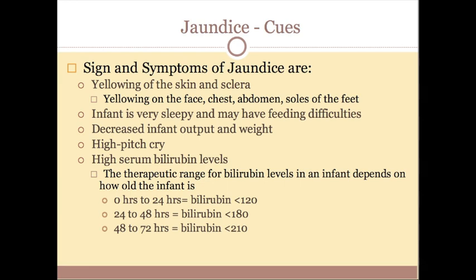So the therapeutic range for bilirubin levels in an infant depends on how old the infant is. If the infant is from 0 to 24 hours, bilirubin below 120 is therapeutic. If the infant is 24 to 48 hours, bilirubin of 180 and below is therapeutic. For an infant from 48 to 72 hours, a bilirubin of 210 and below is therapeutic.